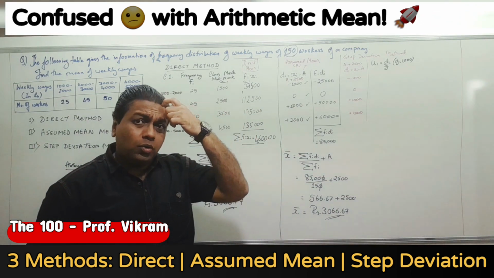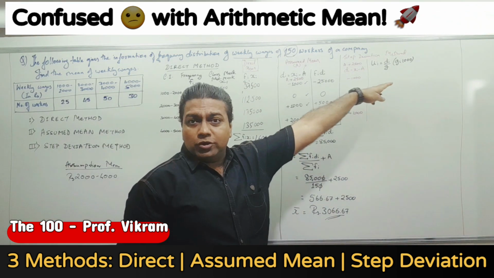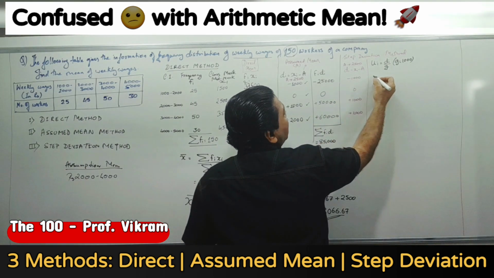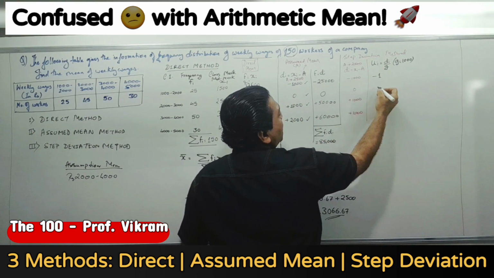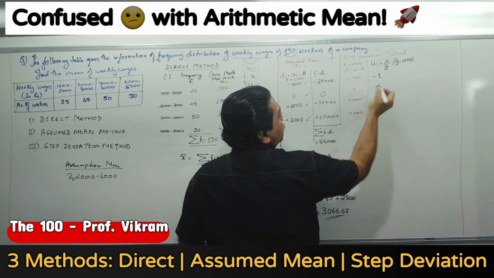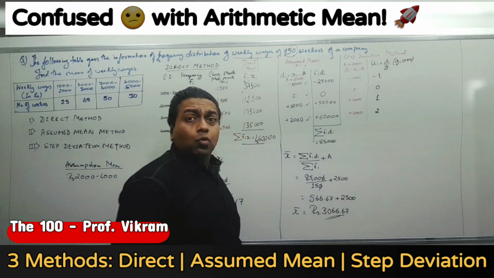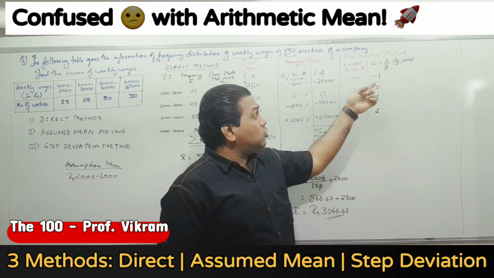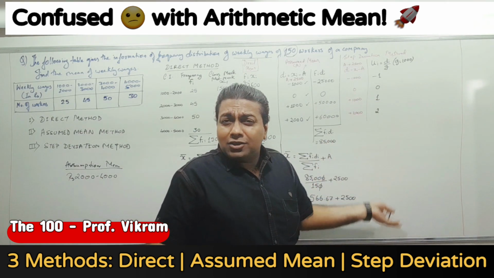So what I am going to do? Each value of di I am going to divide by 1000. That's so simple. Correct? Minus 1000 divided by 1000 is minus 1. 0 divided by 1000 is 0. 1000 divided by 1000 is 1. And 2000 divided by 1000 is 2. Bravo. See, the Ui value got reduced to such small values: minus 1, 0, 1, 2.